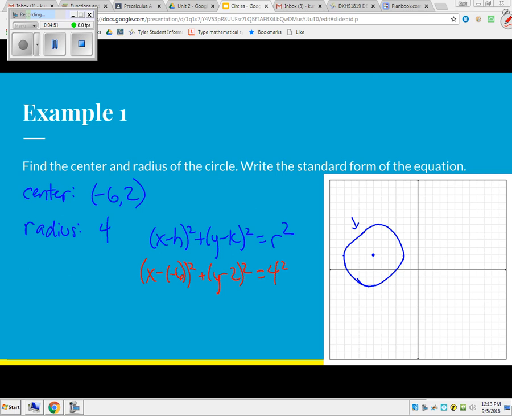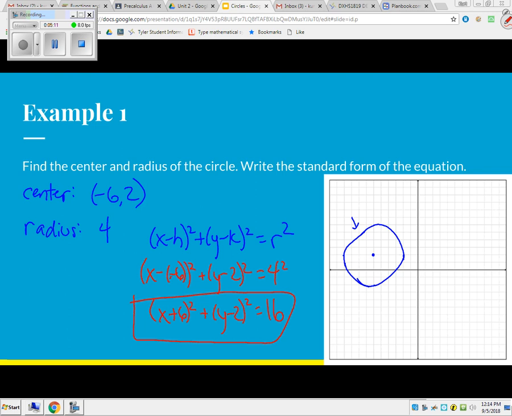Now the way the book's going to have it, and the way I want to see it on your quizzes and tests, is I want you to go ahead and make it so this minus negative 6 right here just turns to a positive 6. I still have the y minus 2 squared. I want you to go ahead and tell me that 4 squared is 16. And so this would be my standard form.